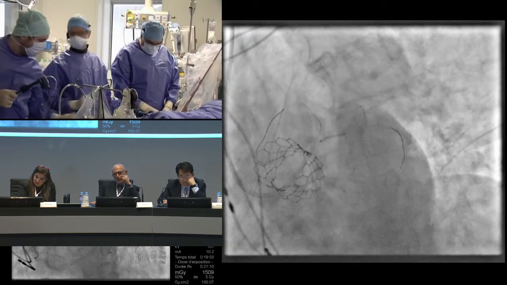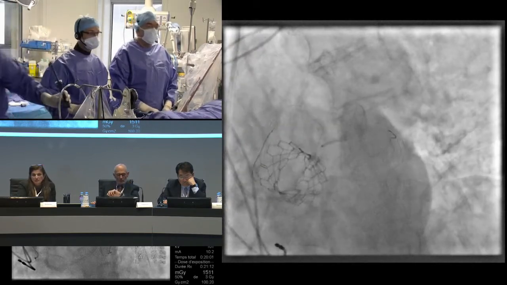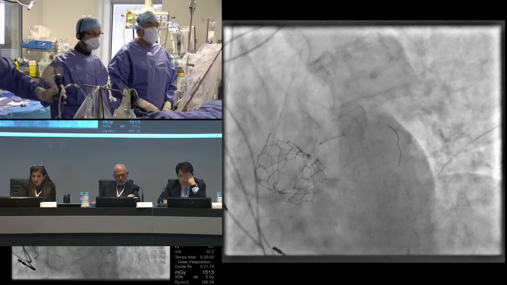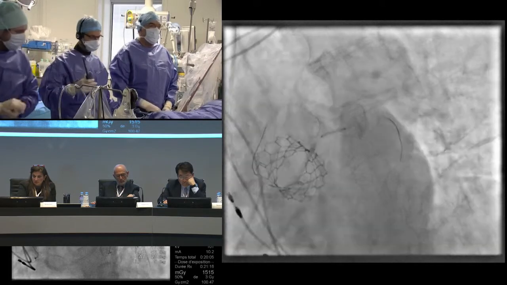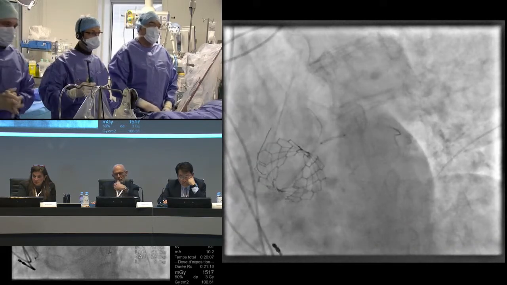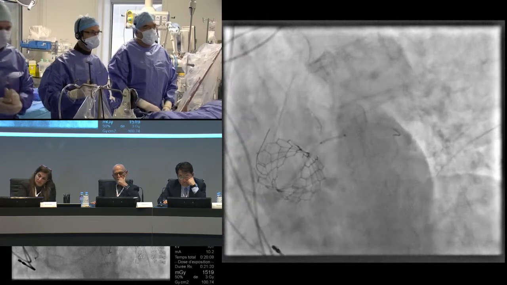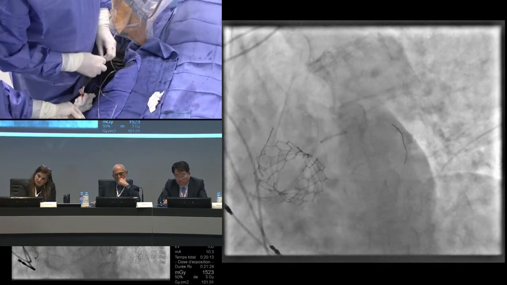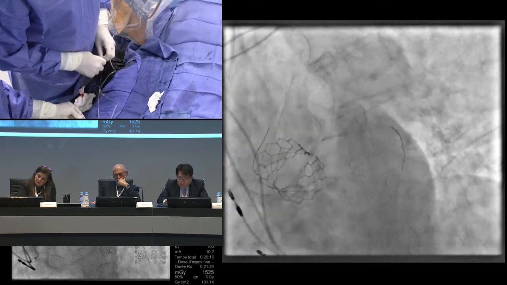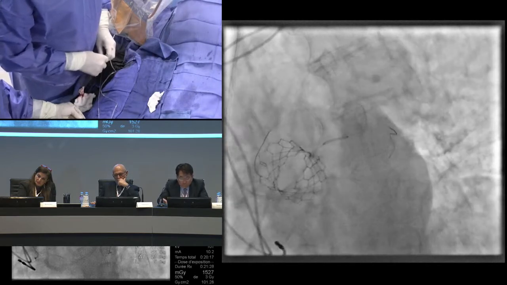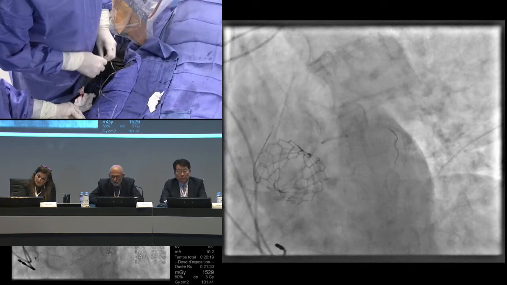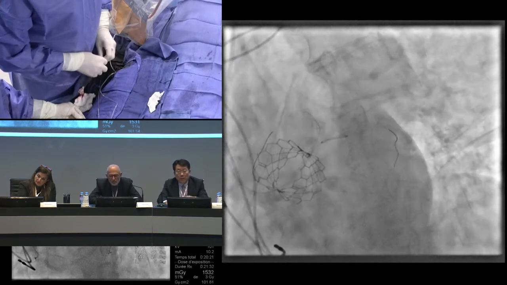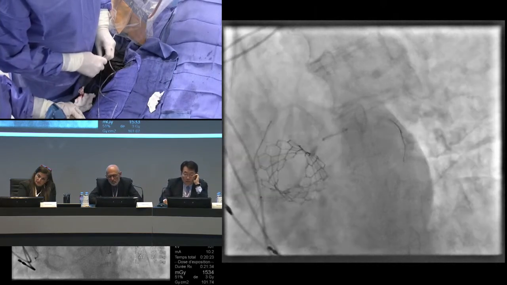Two balloons, 3 by 20. We will open the stent of the circumflex, then we will remove the balloon and the wire of the OM, and then we will crush with the balloon, the 4 millimeter balloon, and then we will recross, and we will place a stent and then a second crush.